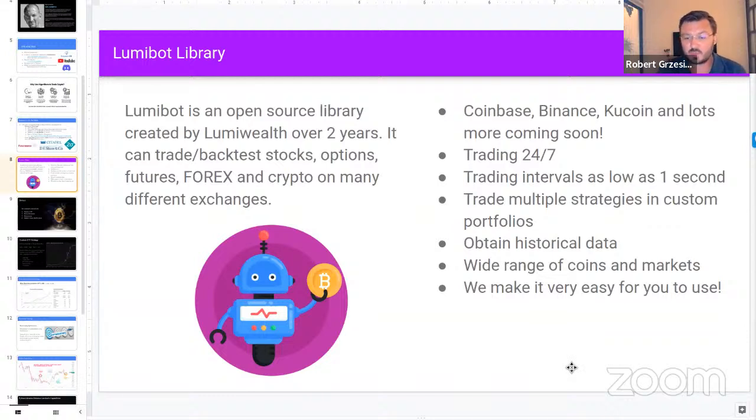This allows you to trade 24/7. You can trade up to about a trade per second, so we can go really, really fast with this thing. Think about this. By the time you open Coinbase on your phone, we could have had 10 trades out already. That's how quick this thing is. We could trade multiple strategies at once and in different portfolios as well. We get historical data. We can access a lot of different coins and a lot of different markets.